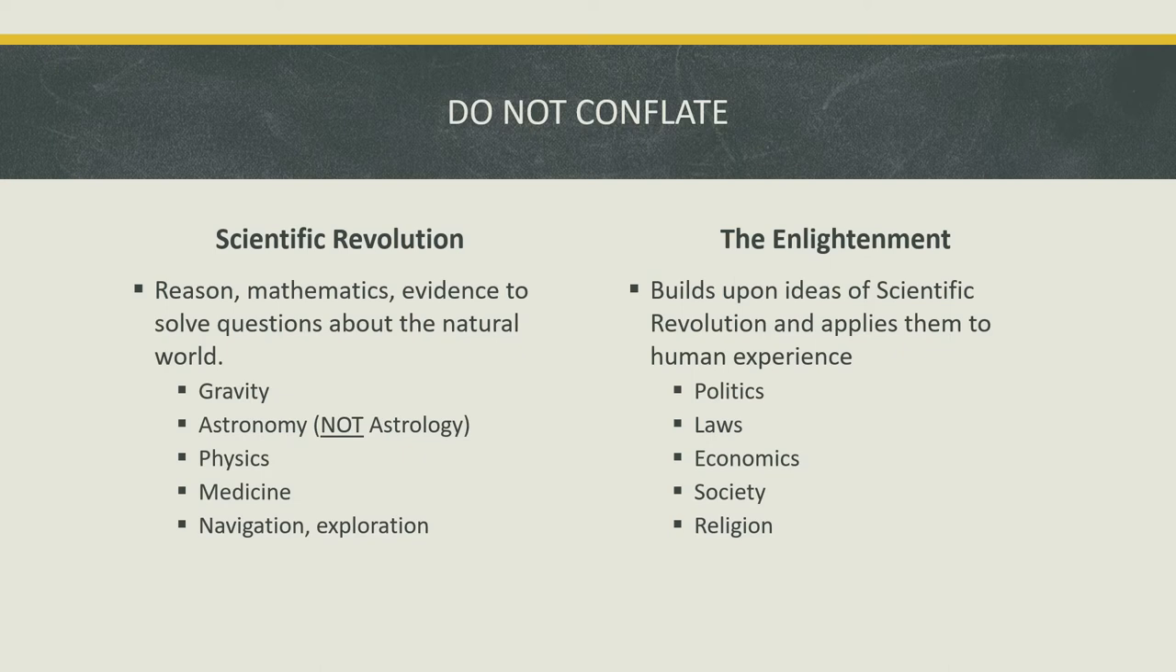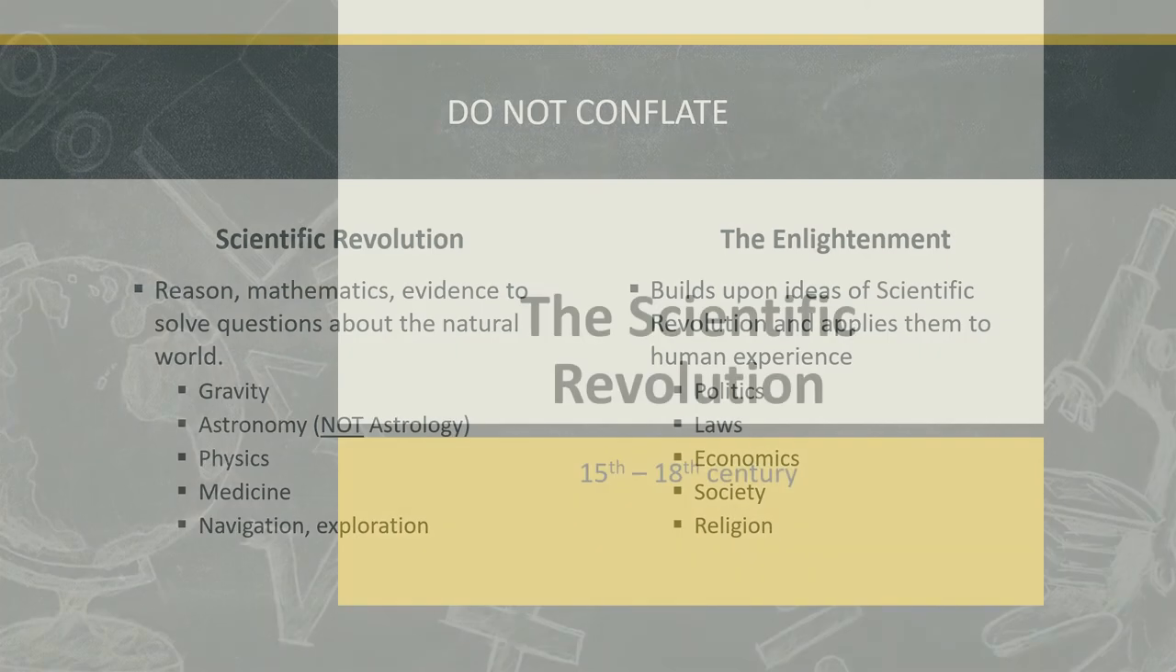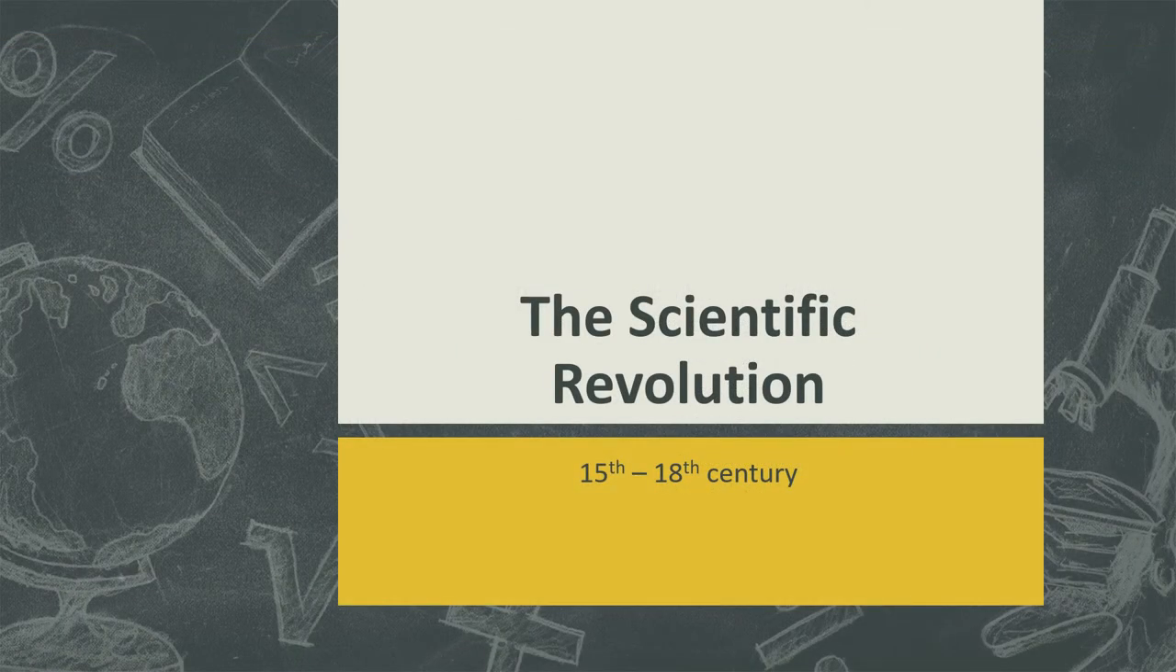For example, laws. Where do laws come from? Religion. Where does religion come from? Do squirrels believe in Buddha? Are sparrows Sikhs? They're not. So without humans, religion doesn't exist. Without humans, laws, at least written laws, don't exist. Economics doesn't exist. Society doesn't exist. Politics doesn't exist. Only humans. So the Enlightenment deals with things that are human-centric. The scientific revolution deals with things that are universal. So let's talk about the scientific revolution, which happens between the 15th and the 18th century. And there's a little bit of overlap with the intellectual revolution.